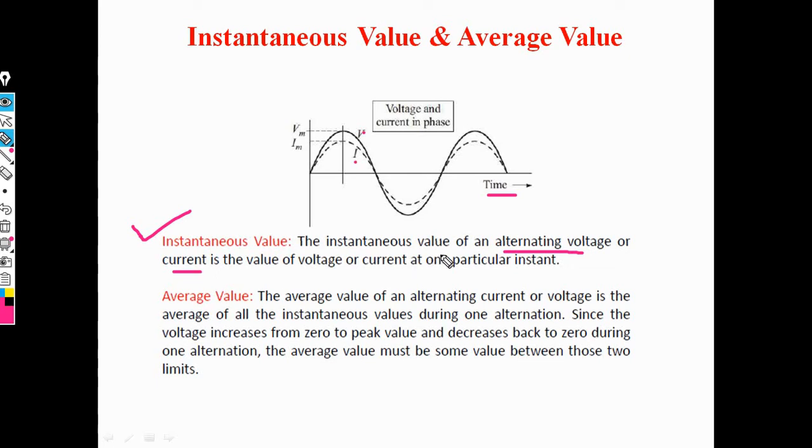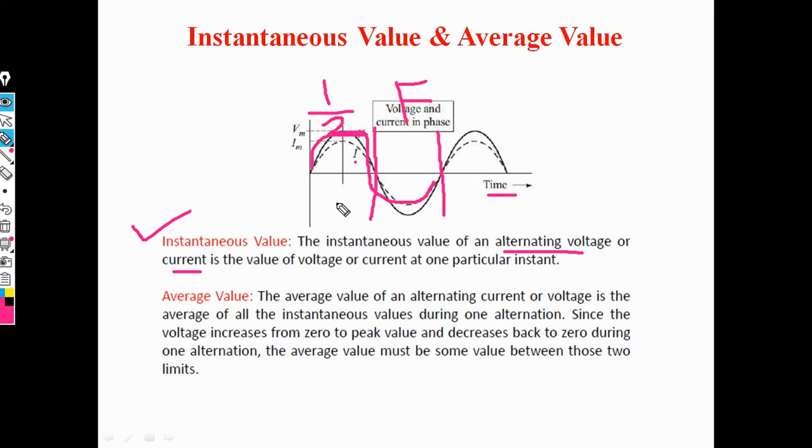The instantaneous value of the alternating voltage or current is the value at a particular instant. This is one particular cycle. This is the half cycle, which is only positive, and then we consider the negative, and this is the full cycle. The total waveform starts from 0 to 2 pi. This is called the instantaneous value.